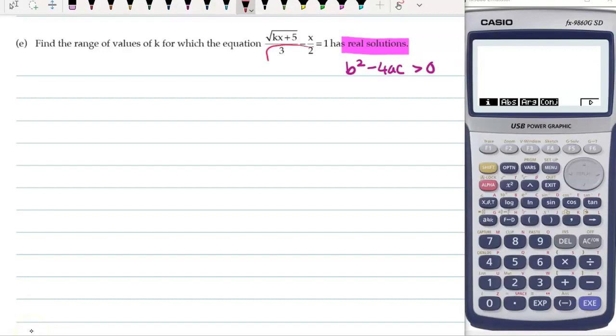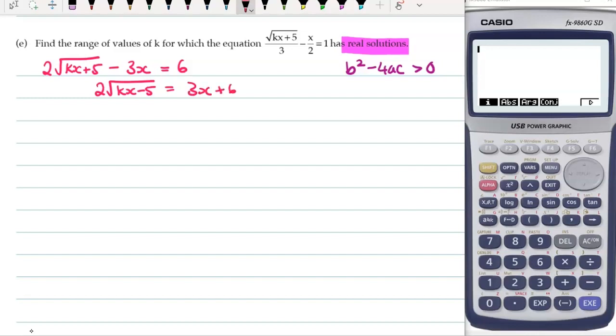Let's start by getting rid of what we have on the bottom of these fractions by multiplying everything through by 6. So if we do that first bit times by 6, we'll end up with 2 times root kx plus 5. The x over 2, if we times that by 6, we'll have 3x, and then we have 6 over here. Now I want to be able to square things to get rid of that square root. So let's start by putting all of the rest of the terms in one spot on the other side, like this. Actually, let's write the 3x first. Just looks a little better.